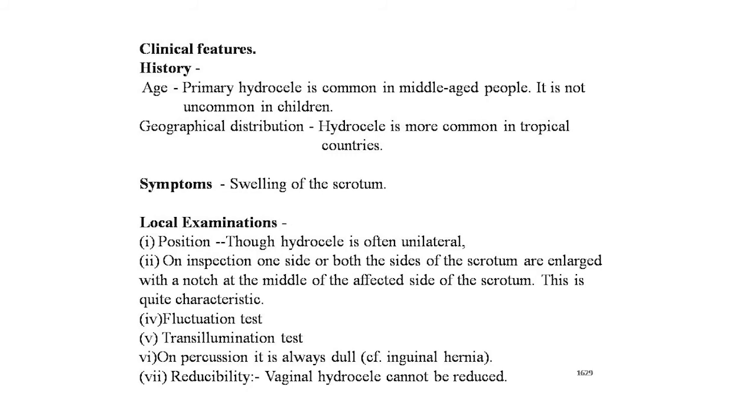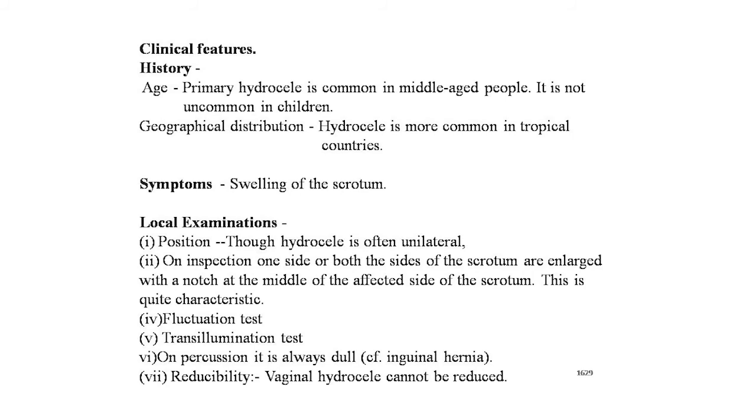And third, the fluctuation test is positive as it is a cystic swelling. The cyst is often tense in primary hydrocele. Next, it is a purely scrotal swelling and one can get above the swelling, unlike the inguinal hernia. The transillumination test is always positive as the hydrocele fluid is clear, except probably in some cases of secondary hydrocele, when it is secondary to epididymo-orchitis and the fluid becomes turbid, or in some cases of filarial hydrocele when the skin and the tunica are thick. On percussion, it is always dull, like the inguinal hernia. And regarding reducibility, vaginal hydrocele cannot be reduced.